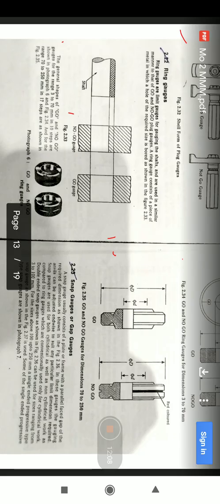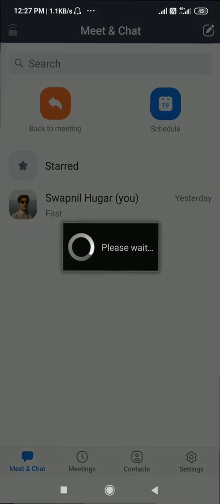Now this is a ring gauge. You can see it in a 3D diagram over here. In this 3D diagram you can see the general shape of the go and no go gauge in the ring, for the range of 3 to 70 mm. It is having the capacity to maintain in 10 steps as shown in photograph number 6. So there are 10 different types of ring gauges in the range of 3 mm to 70 mm diameter. You can check.